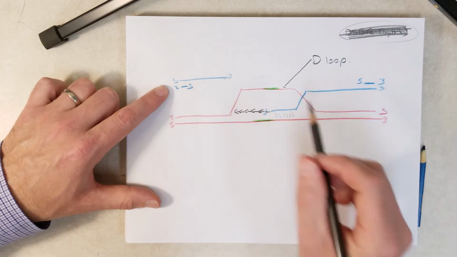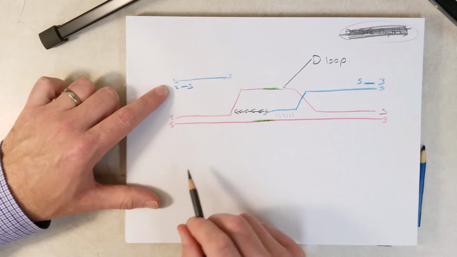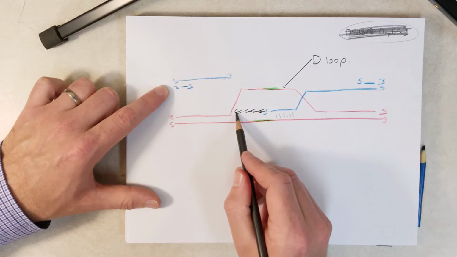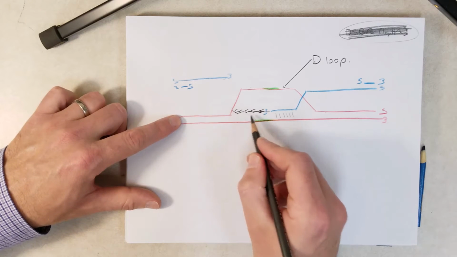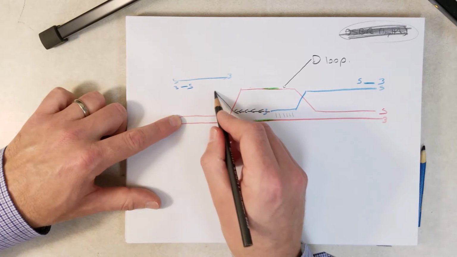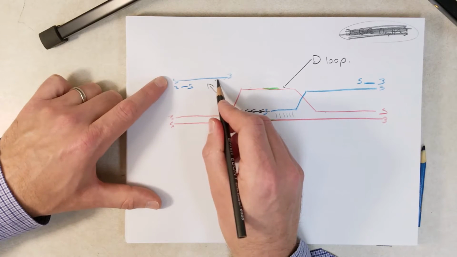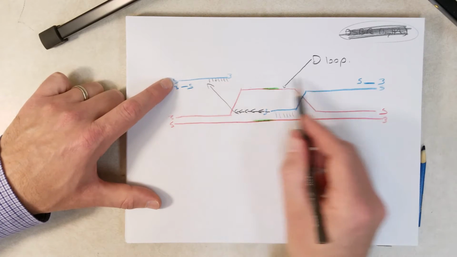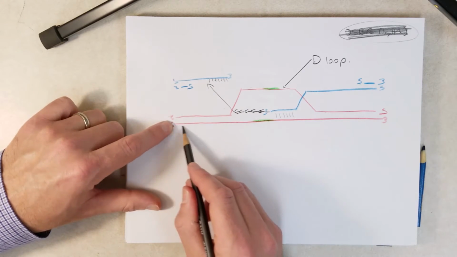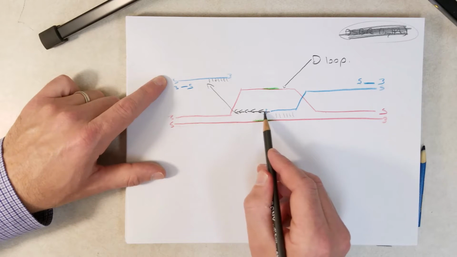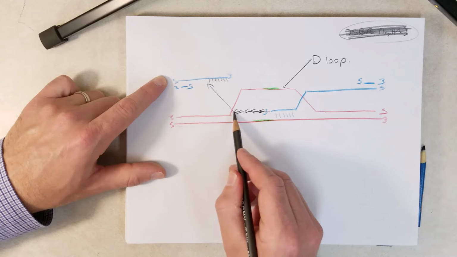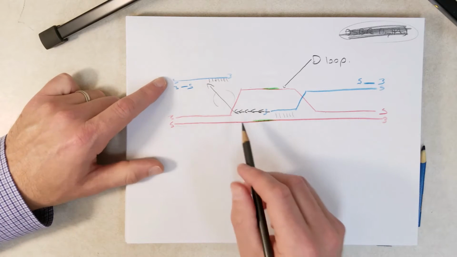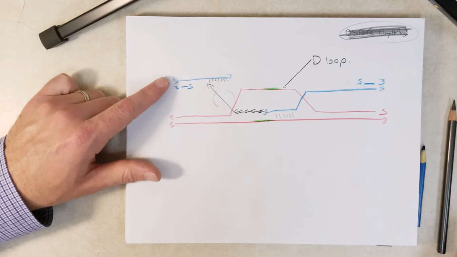However, in the synthesis dependent strand annealing model, this end right here keeps synthesizing DNA. Eventually, it jumps back up and anneals with this one up here because it's complementary, right? This top strand is essentially the same thing as this one down here. So we have DNA synthesis here, and eventually it jumps up here. How that happens is poorly understood, and when that jumps up there, we're going to end up with something like this.